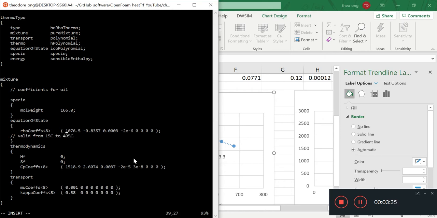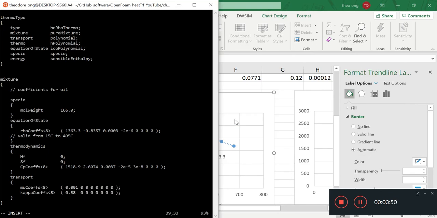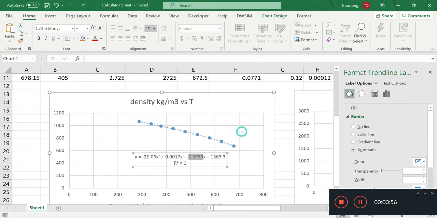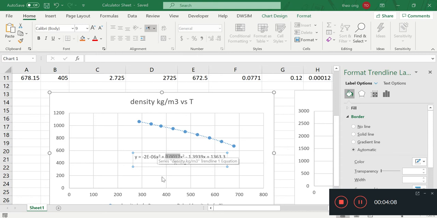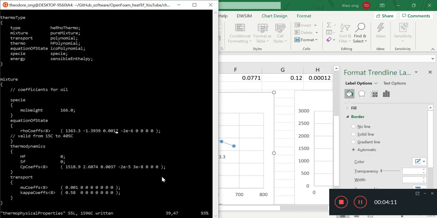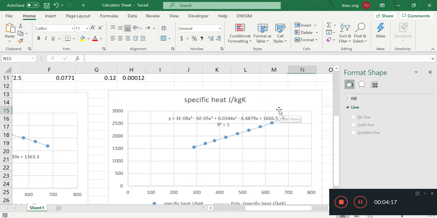I will insert this here, first coefficient, then this will be the second coefficient, second coefficient, third coefficient, and the fourth coefficient is 2 times 10 to the minus 6, or minus 2 times 10 to the minus 6, which is the same. I will keep that.